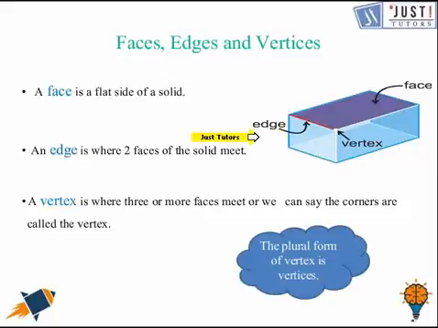An edge is where two faces in a solid meet. So if we consider this line in this picture where this face and this face are meeting, that is the edge here. Now a vertex is the corner where three or more faces meet, and the plural of vertex is vertices. So these are a few properties or characteristics of a 3D shape.